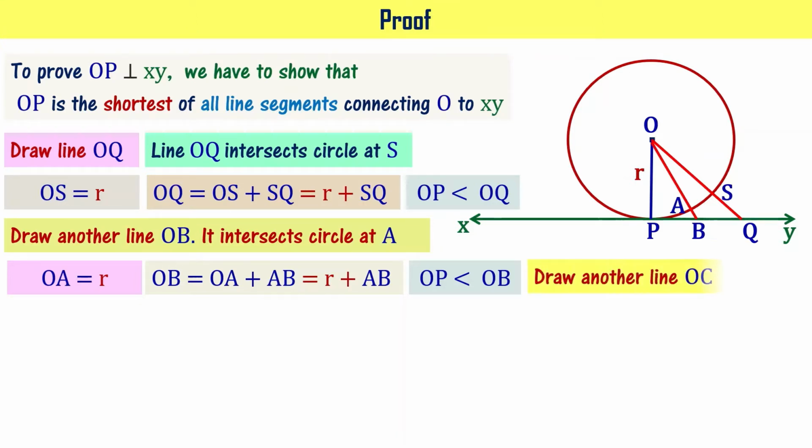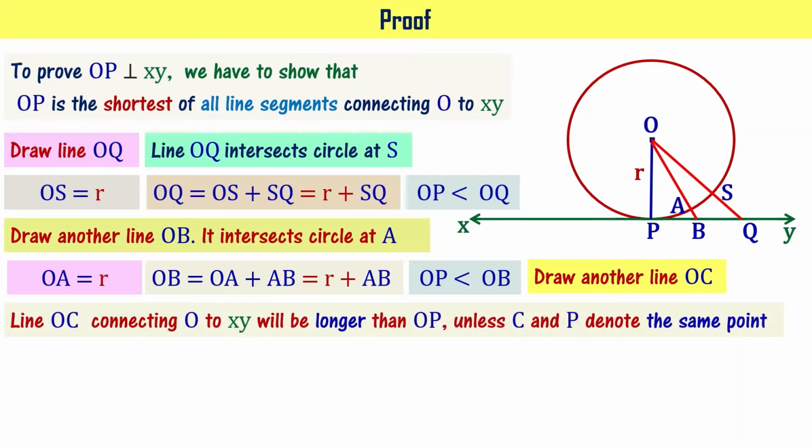Now let's draw another line. Let's say that is OC. Line OC connecting point O to XY will be longer than OP unless point C and point P denote the same point. Please note this. If C is different from point P, then line OC will be longer than line OP. If C is equal to P, then line OC is equal to line OP. That is the idea here.